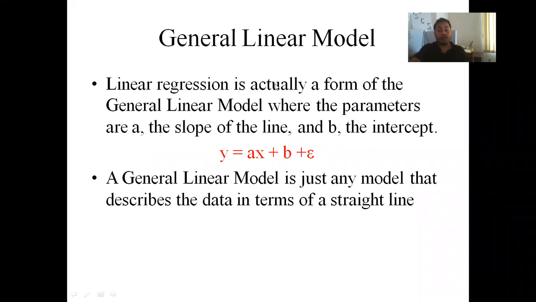So the general linear model, which means linear regression, is actually a form of the general linear model where the parameters are a, the slope of the line, and b, the intercept. So y is equal to ax plus b plus epsilon. A general linear model is just any model that describes the data in terms of a straight line.